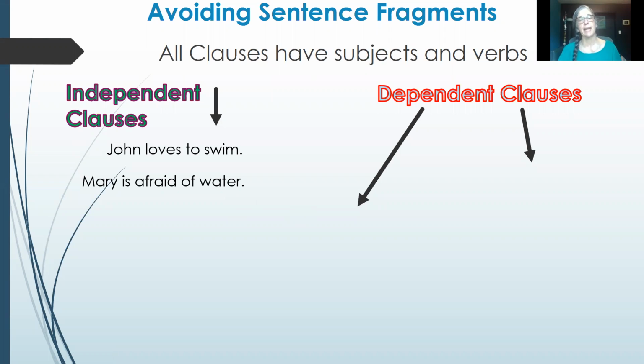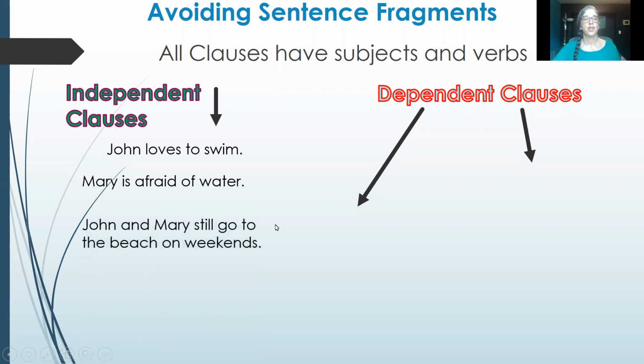Afraid is actually an adjective describing Mary. So the verb all by itself is, and that's a linking state of being verb, which we talked about in some of our previous workshops. John and Mary still go to the beach on weekends. Joey, can you find the subjects and the verbs in this one? John and Mary is a subject. And go. Go is the verb.